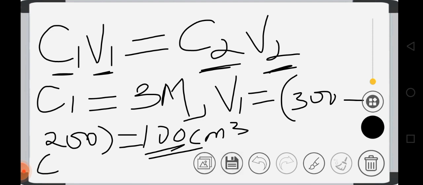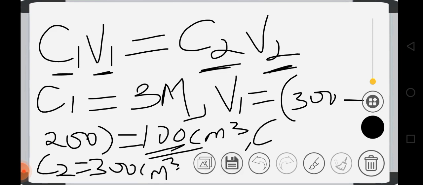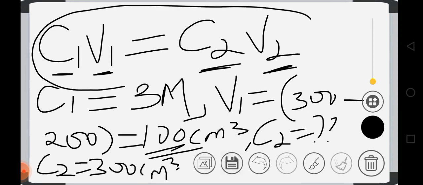Then what was the final volume? Final volume was what? 300 cm cube. So what about the final concentration, C2? Final concentration is unknown. We don't know this. So from here now, let's try and get this final concentration out.